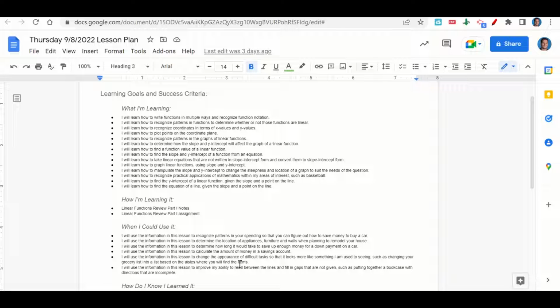to calculate the amount of money in a savings account, to change the appearance of difficult tasks so that it looks more like something you are used to seeing, such as changing your grocery list into a list based on the aisles where you will find them, and to improve your ability to read between the lines and fill in gaps that are not given, such as putting together a bookcase with directions that are incomplete.